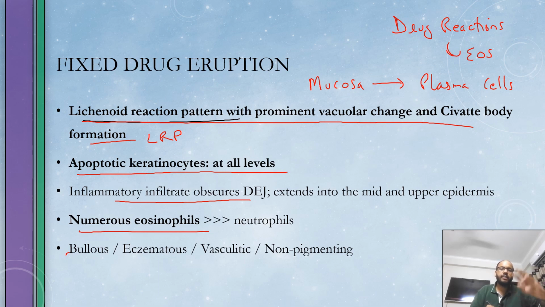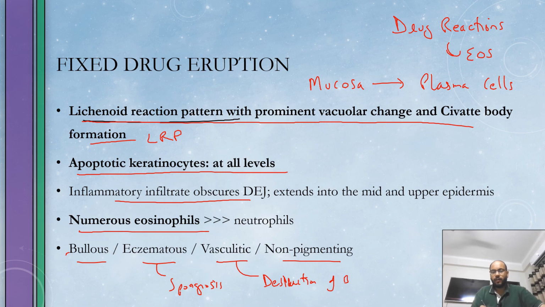There are other clinical variants of fixed drug eruption like bullous, eczematous, vasculitic, non-pigmenting, and you see additional features. For example, in bullous, you will see a split in the epidermis, dermoepidermal junction. In eczematous, you will see significant spongiosis. In vasculitic, you will see significant destruction of blood vessels. Okay, in non-pigmenting, the pigmentary incontinence will be less.